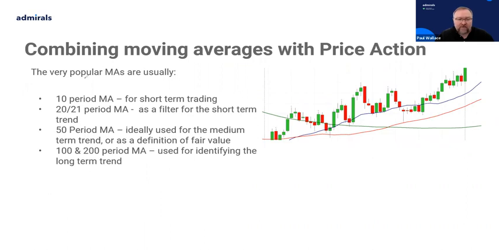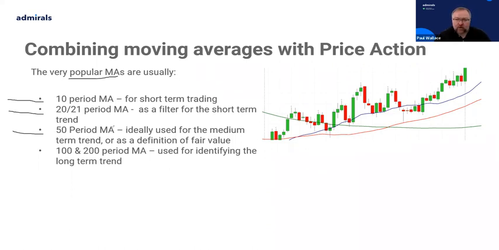But what you will find for the very popular moving averages is that quite often people will use around the 10-period moving average for shorter-term trading. If price is respecting that, it gives you an indication that the trend is strong, whether it be an uptrend or a downtrend. Very often, and it's what I use myself, a 20-period moving average is almost like a filter for the short-term trend. It's just giving you an indication of where there might be strength or weakness. And then very often I will use a 50-period moving average, which, as it says, I ideally use for the medium-term trend, or as a bit of a definition of fair value.